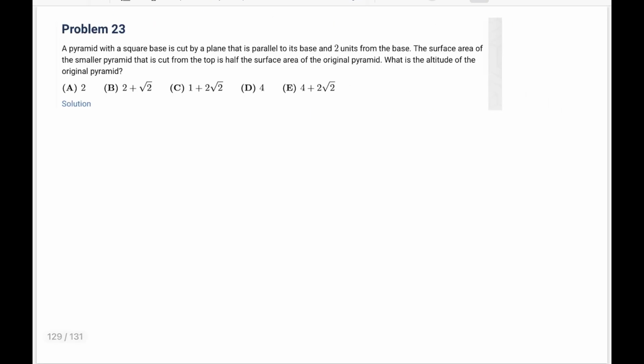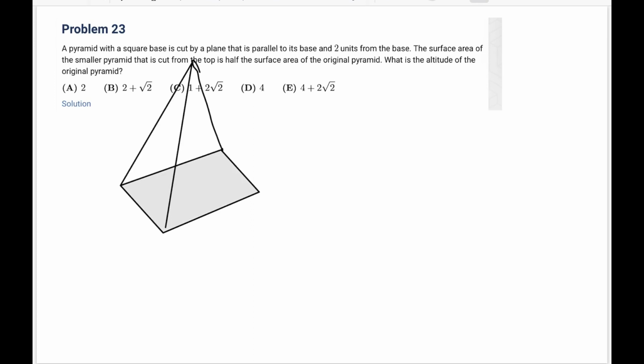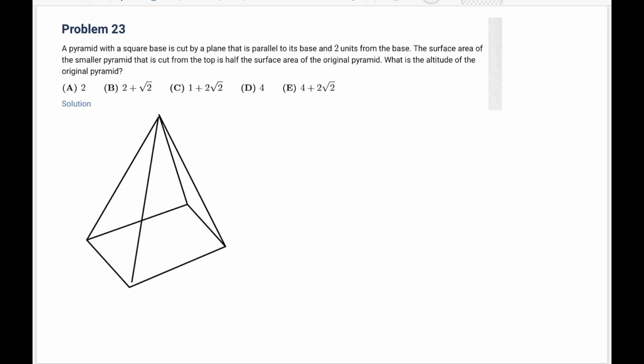Problem 23. A pyramid with a square base is cut by a plane that's parallel to its base and 2 units from the base. The surface area of the smaller pyramid that is cut from the top is half of the surface area of the original pyramid. What is the altitude of the original pyramid? The surface area of the smaller pyramid.